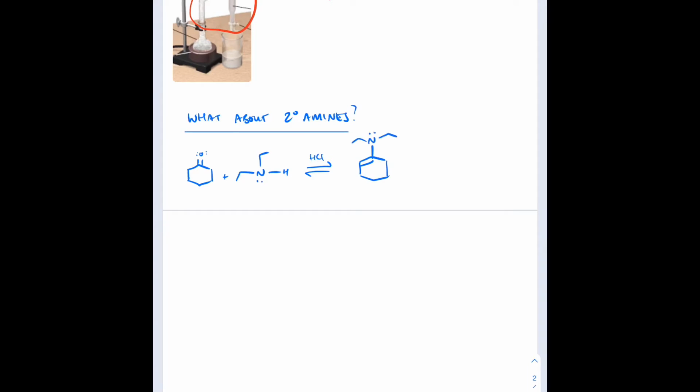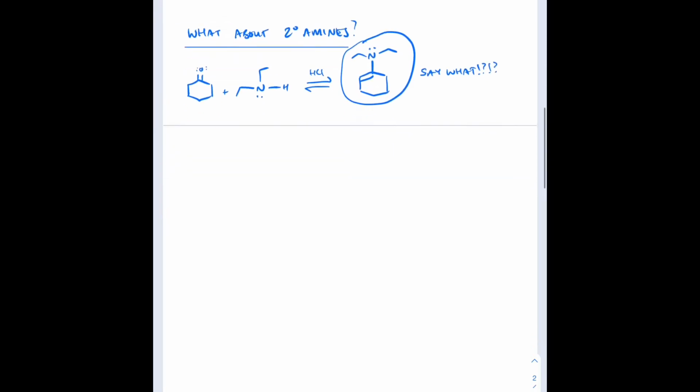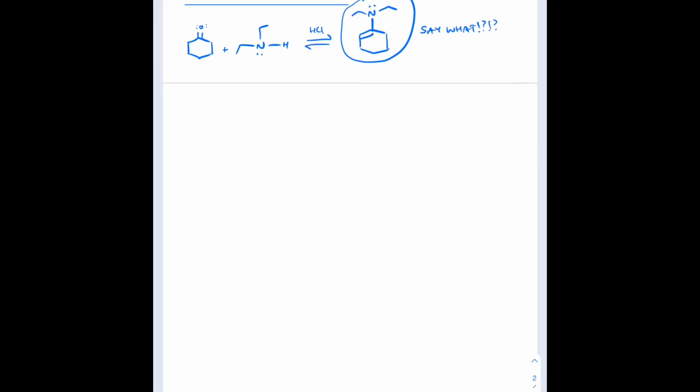Now, as drawn here, this is obviously different. This is no longer a carbon-nitrogen double bond that would give us our imine product. And this is something called an enamine. Say what? So what the heck is going on over here? All right. So let's take a look at the mechanism.